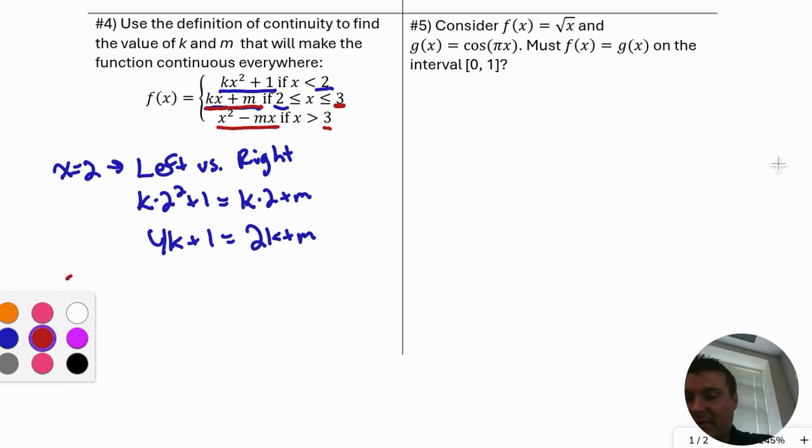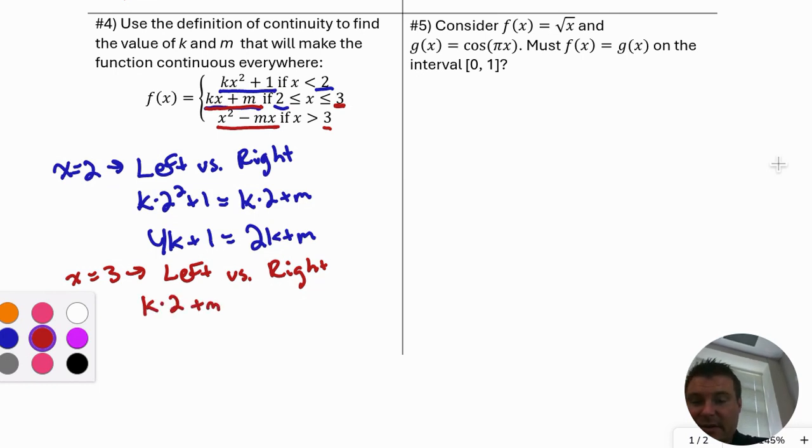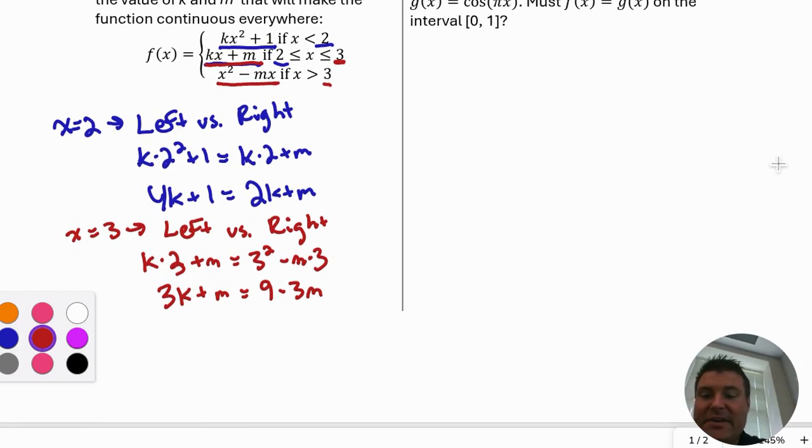So again, at x equals 3, I'm going to have the left versus the right. So I'm going to go k times 3 plus m equals, so not 2, it should be 3, 3 squared minus m times 3, which is going to give me 3k plus m equals 9 minus 3m. Okay, now I have my 2 equations.